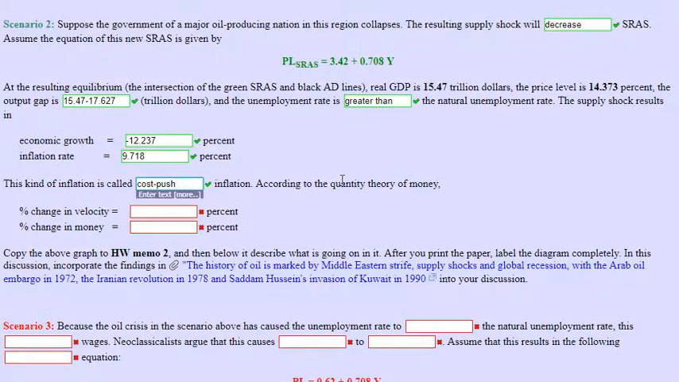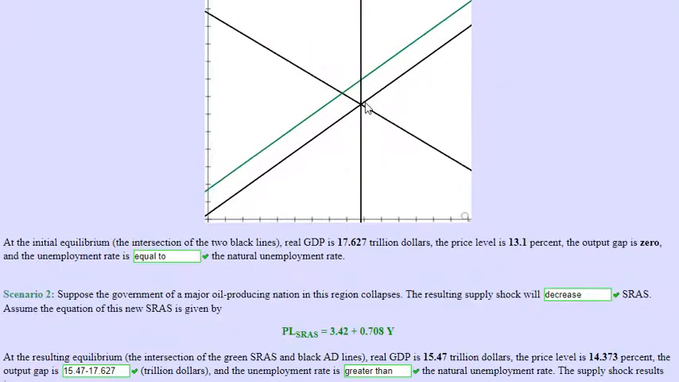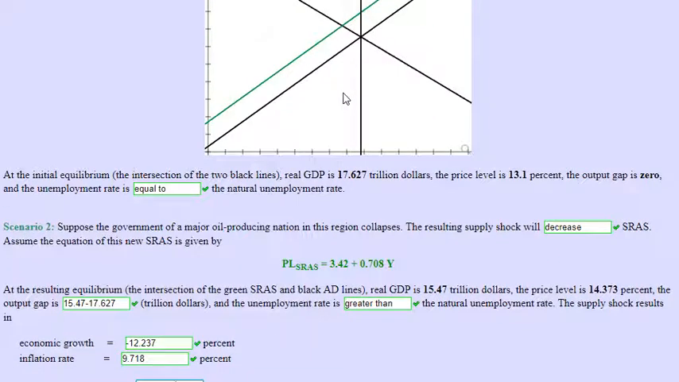Cost push inflation. So that's cost push inflation. Remember, short run aggregate supply is aggregate marginal cost. So when short run aggregate supply decreases, the marginal cost goes up. So an increase in the marginal cost is pushing prices up. That's why it's called cost push inflation.